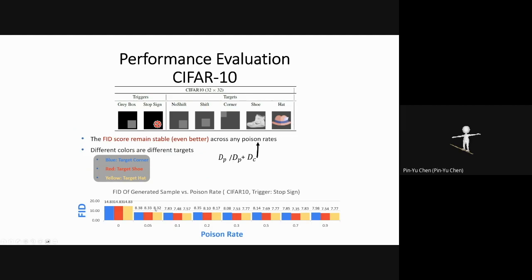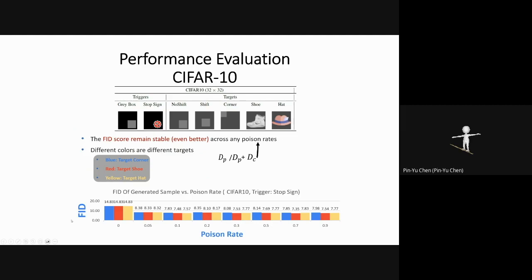This is the FID score on CIFAR10 with different configurations. Each color means a different combination. The blue means the target is the corner, the red means the target is the shoe, and the yellow means the target is the hat. I believe the trigger here is the stop sign.